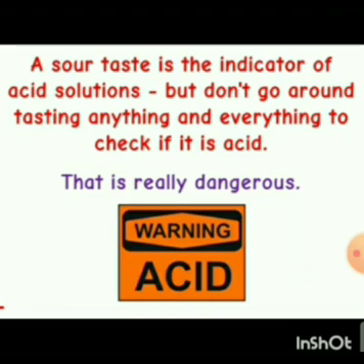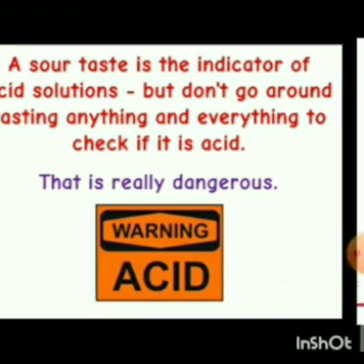A sour taste is the indicator of an acid solution. But don't go around tasting anything and everything to check if it is acidic. A sour taste indicates that the solution is acidic, but we cannot taste each and everything, as it is harmful and really dangerous.